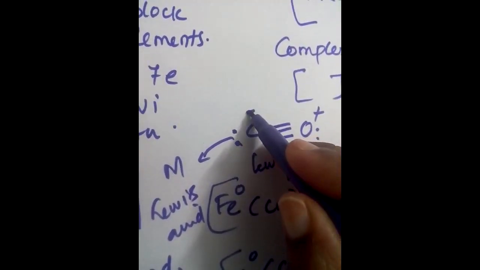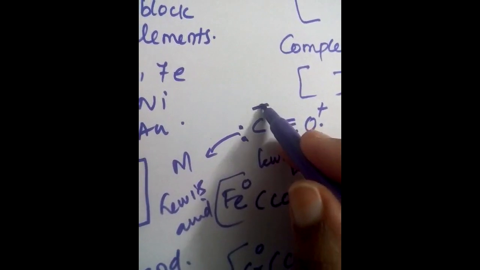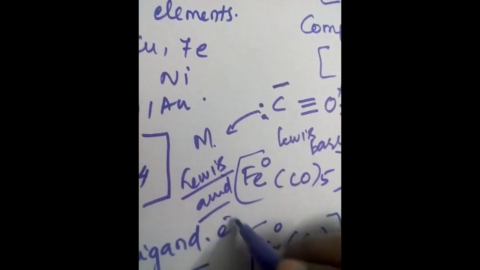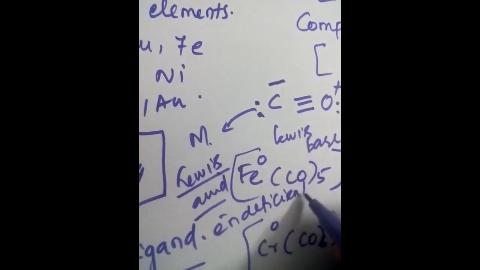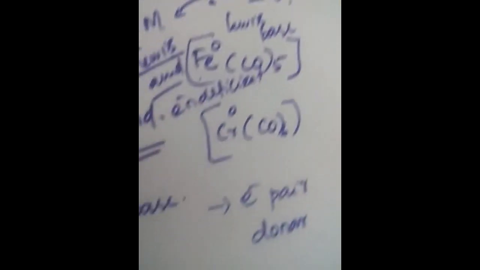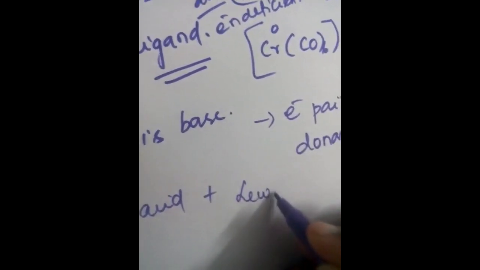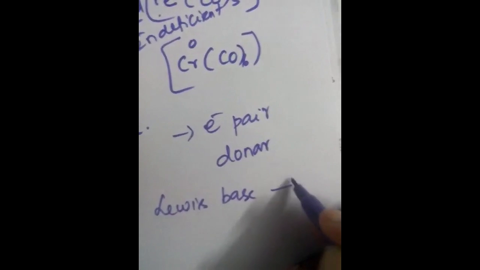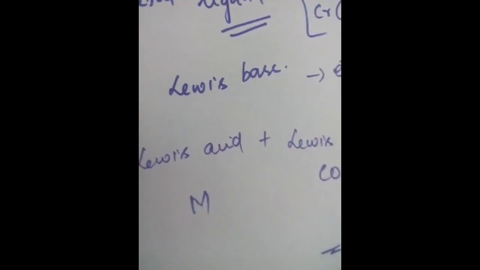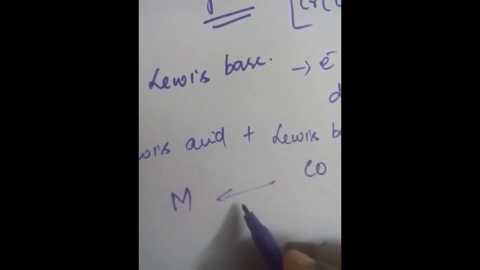As carbon carries negative charge, it is electron rich, hence it donates a pair of electrons to the metal atom, which is electron deficient. The electron deficient species is called a Lewis acid. The electron rich substance is called a Lewis base. Complexes are normally formed between a Lewis acid and a Lewis base. So here carbon monoxide is acting as a Lewis base and the metal is acting as a Lewis acid, because it accepts the pair of electrons from carbon monoxide.